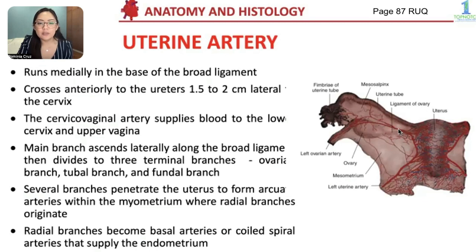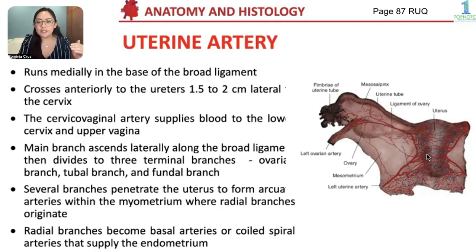Just before it reaches the fallopian tube, it would divide into 3 terminal branches. So first would be your fundal branch. Fundal, kasi it would supply the upper part of the uterus. Your tubal branch, because it would supply the medial 2/3 of your fallopian tubes. And your ovarian branch, supplying blood supply to your ovaries. So numerous branches would also penetrate the uterine body to form your arcuate arteries.